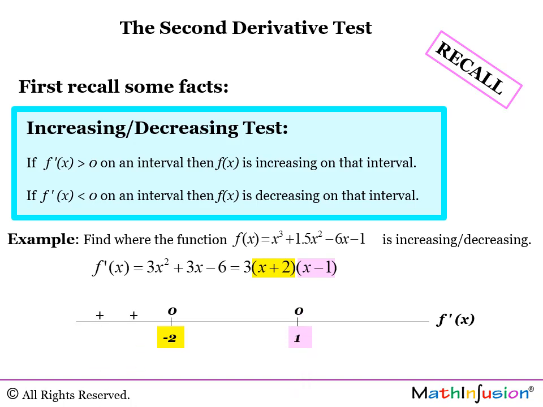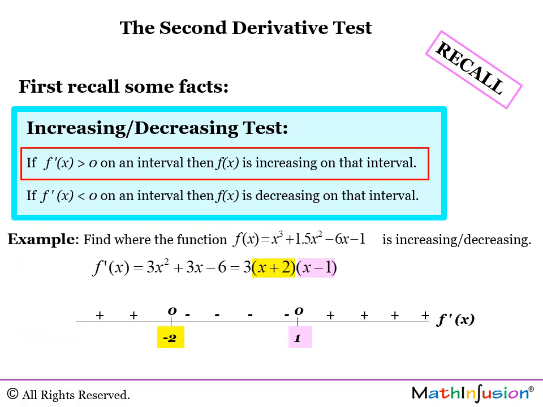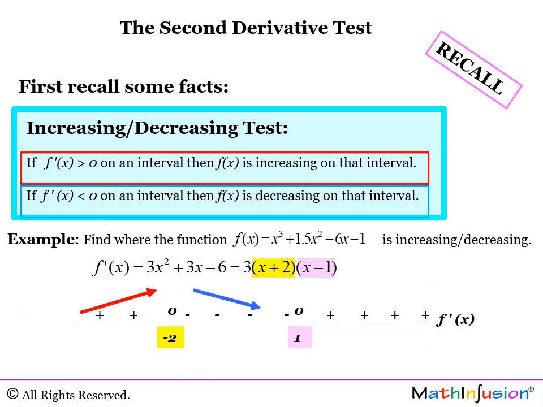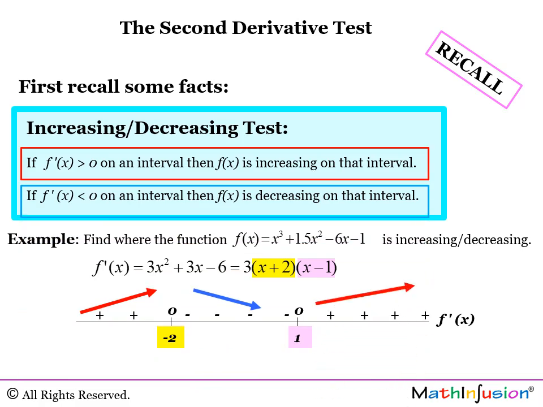And then we took sample points and we found out that the first derivative is positive between -infinity and -2. Then it is decreasing between -2 and 1. And then it is increasing between 1 and infinity. So we conclude that here the function is increasing, here it is decreasing, and here it is increasing again.